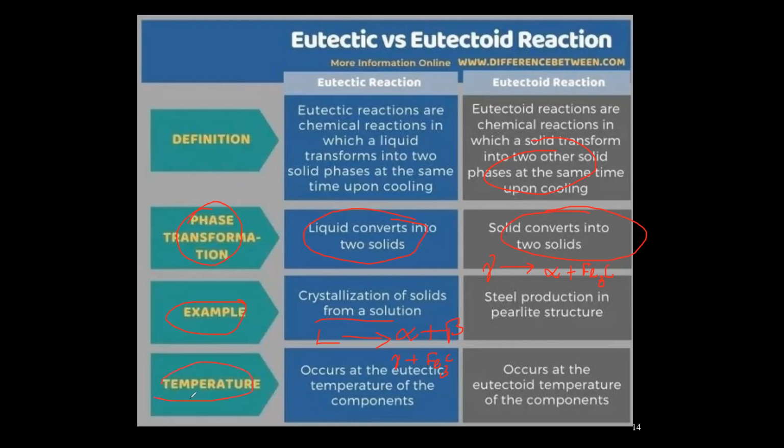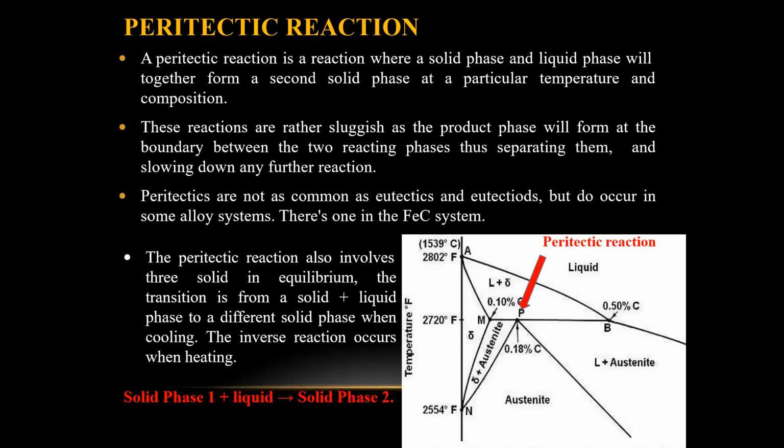And temperature. With respect to temperature, the eutectic reaction occurs at the eutectic temperature of the components. The eutectic temperature in the iron carbide equilibrium diagram is 1130 degrees Celsius. And for eutectoid reaction, it is 723 degrees Celsius. It is the recrystallization temperature. So this is all about the differences between eutectic and eutectoid reaction. Now let's go to the next slide.